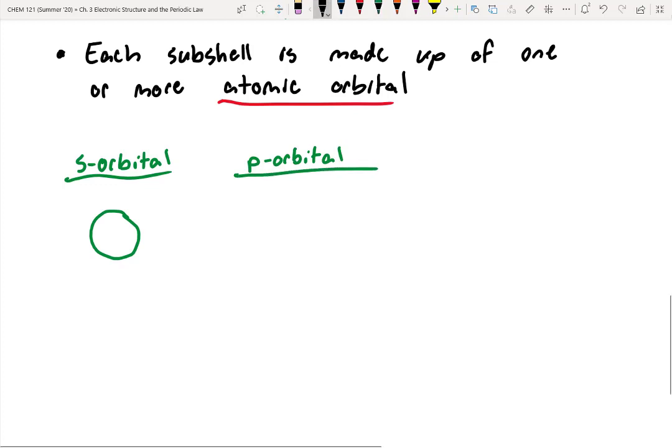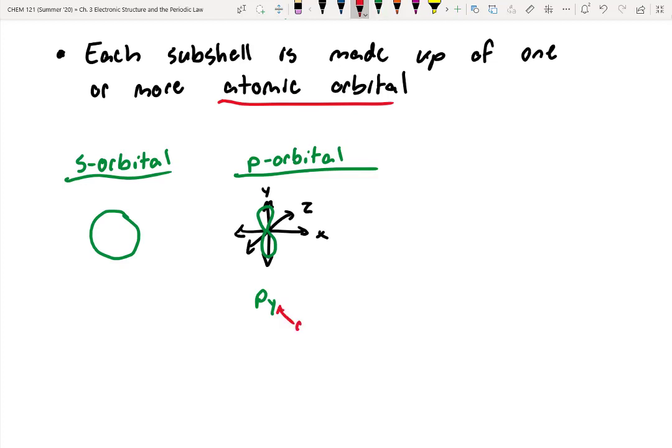And with the p orbital, we want to actually pay attention to geometry because it exists in three-dimensional space. So let's imagine that we've got this little three-dimensional map right here. Over here, we've got our y-axis, our x-axis, and our z-axis. The p orbital looks kind of like a dumbbell in space. In this case, this would be a p sub y atomic orbital, meaning it's a p orbital that goes along the y-axis. So the y indicates the direction.